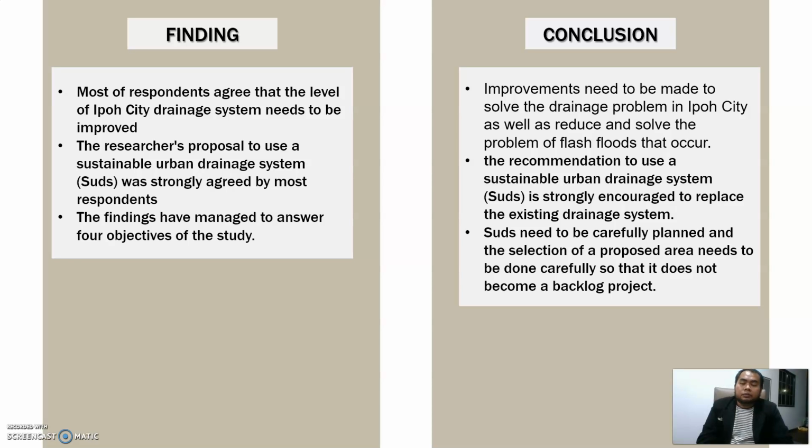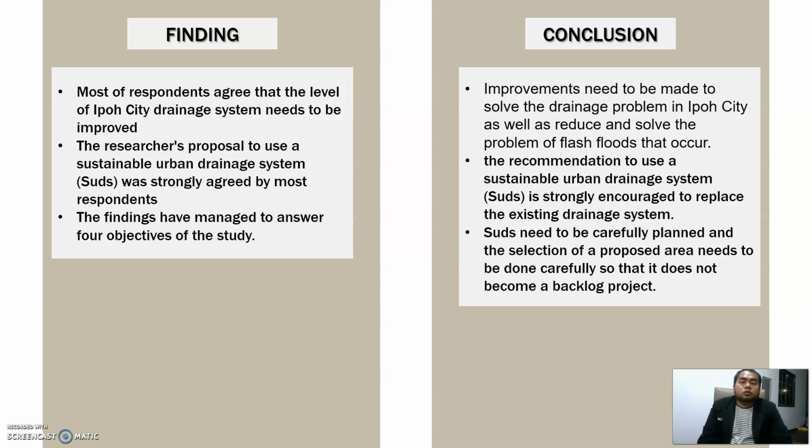Now we go to the findings. For the findings, we get them from the analysis done in chapter 4. The finding is that most of the respondents agree the level of the Ipoh city drainage system needs to be improved. Besides that, the research proposal to use a sustainable urban drainage system (SUDS) was strongly agreed by most respondents to replace the existing drainage system in Ipoh. And the findings have managed to answer the four objectives of this study.